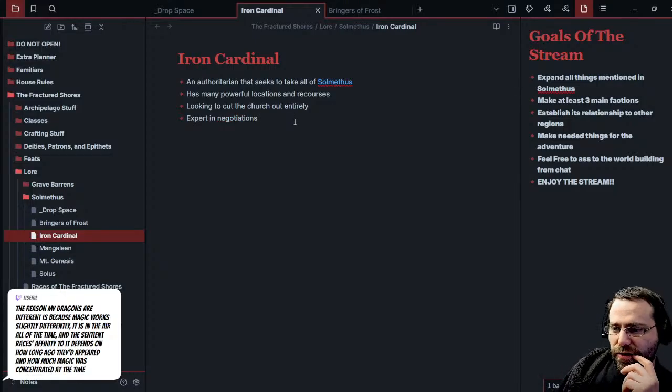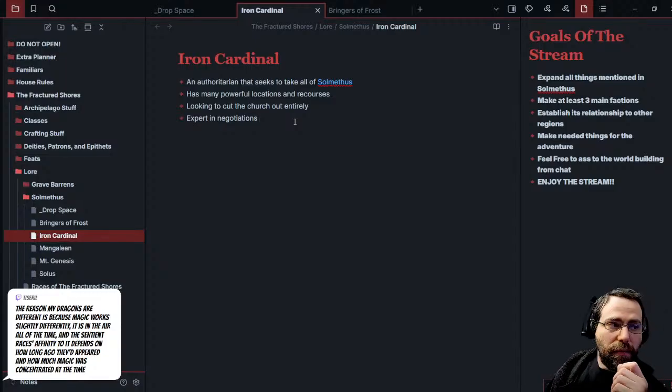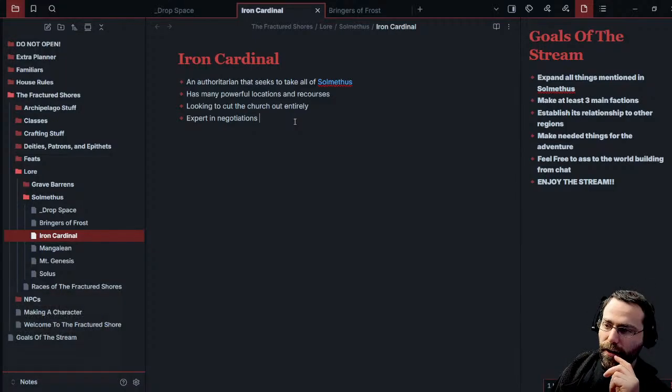The reason my dragons are different is because magic works slightly different. It is in the air all the time, and the sentient races' affinity depends on how long ago they appeared and how much magic was concentrated at the time. Yeah, fair enough. That's actually pretty cool. I kind of like that.